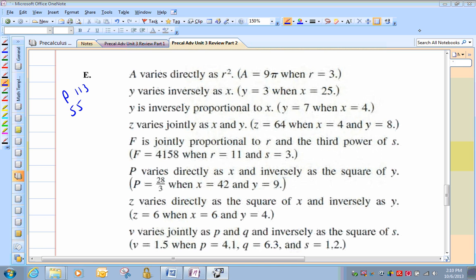Let's keep going. All right, these next problems are on page 113, starting with problem 55. And again, you would be able to find your answers in the back of your book for all the odds.